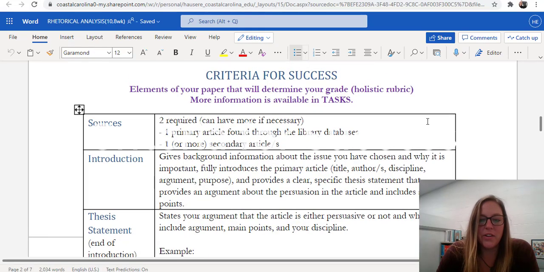Next, we have the criteria for success. This is like the rubric. This is how you'll be graded on this final draft assignment. You're required to have 2 sources. One of those sources needs to be the primary article found through the library databases.